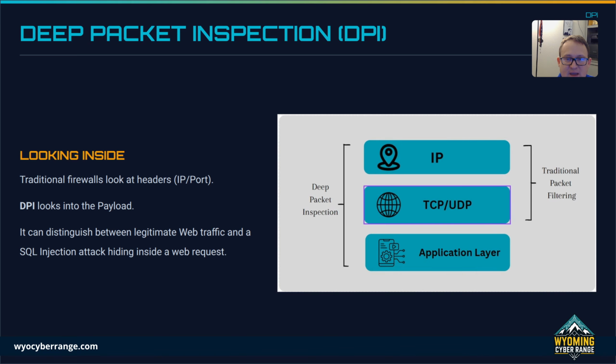Now, Deep Packet Inspection, DPI, is a modern defense. DPI basically says, hey, I'm going to look further into this, because traditional filtering only looks at the header port. DPI is going to look at the payload. It can distinguish between legitimate web traffic and something like maybe a SQL injection attack hiding inside a web request. So Deep Packet Inspection can go further than just looking for basic information like, is it coming from a malicious server?